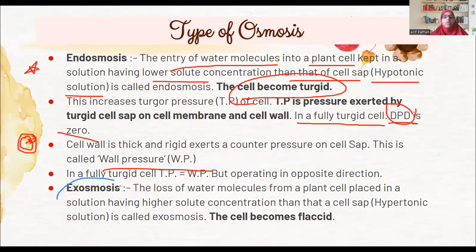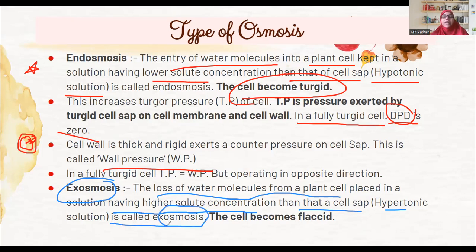In exoosmosis, water moves out, right? So it is the loss of water molecules from a plant cell placed in a solution having high solute concentration. The example we took was of the salt solution. The cell sap inside has less solute, and outside the solute is more. That means inside the water is more and outside water molecules are less. So the water will move from inside of the cell to the outside. In a hypertonic solution, this will be known as exoosmosis.